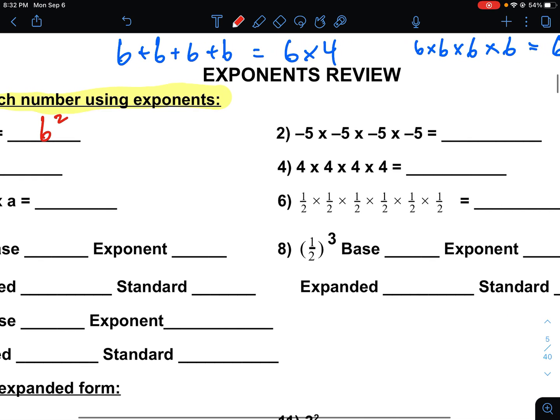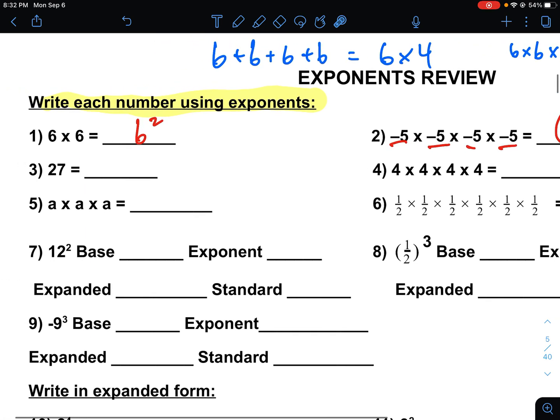Number 2, negative 5 times negative 5 times negative 5 times negative 5. When you are multiplying a negative like that, what's really important is that you write it like this: negative 5 with parentheses. Now, why the parentheses? It's because it indicates that the negative 5 is being multiplied, to the 4th power, not squared. Let me erase that. It's negative 5 to the 4th power because there are 4 of them. It indicates that negative 5 is being multiplied 4 times.